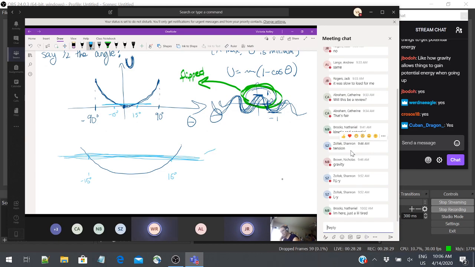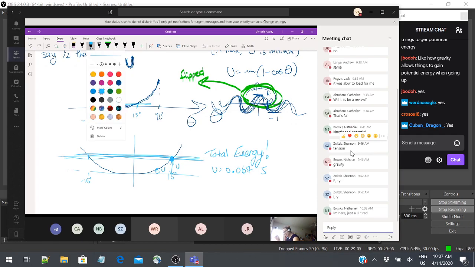this is my total energy line. Total energy. Okay, so this is telling me basically the energy that it has to start with, right? It starts off with U equals 0.067 joules, okay? As it swings down, as our angle changes, our potential energy, right? Our potential energy is this height, U. Our potential energy is going down. Our total energy stays the same.